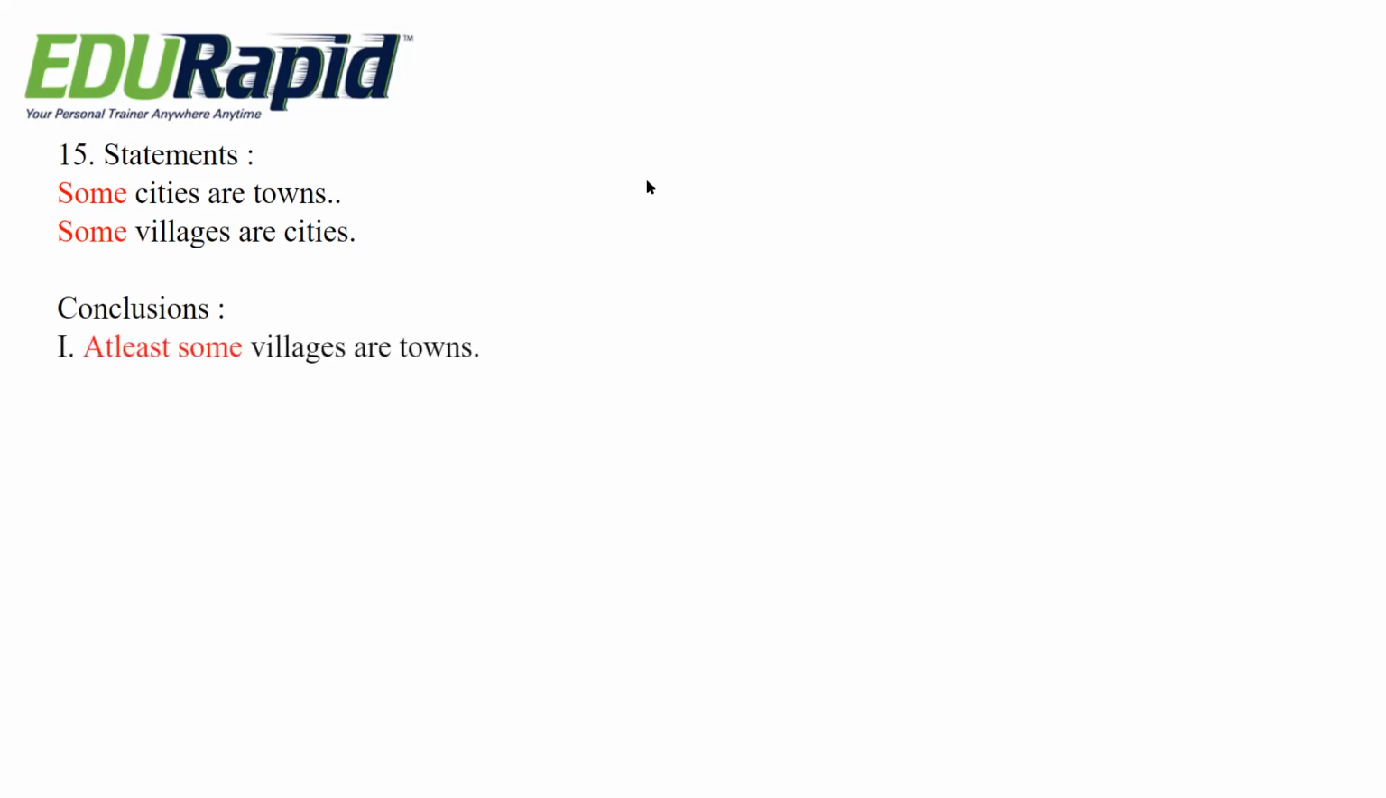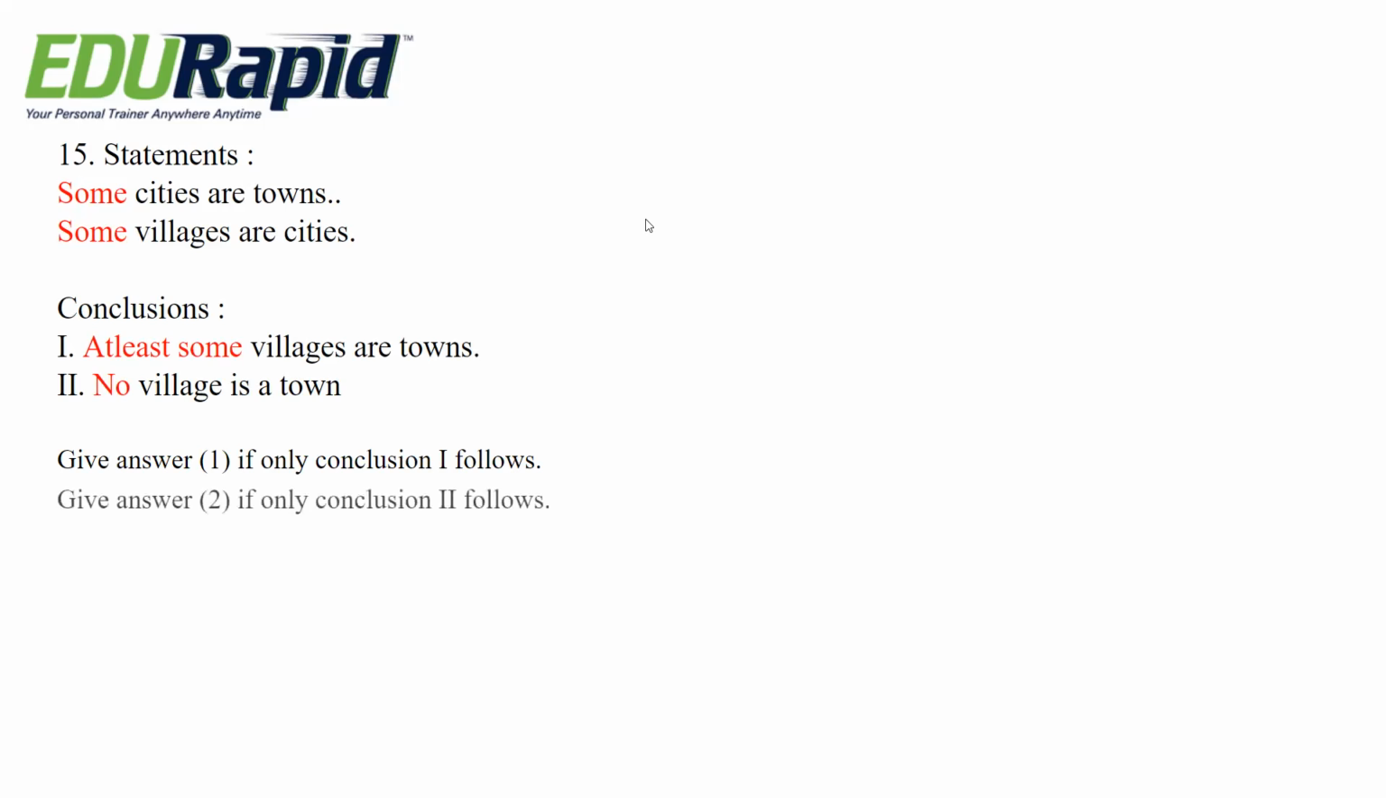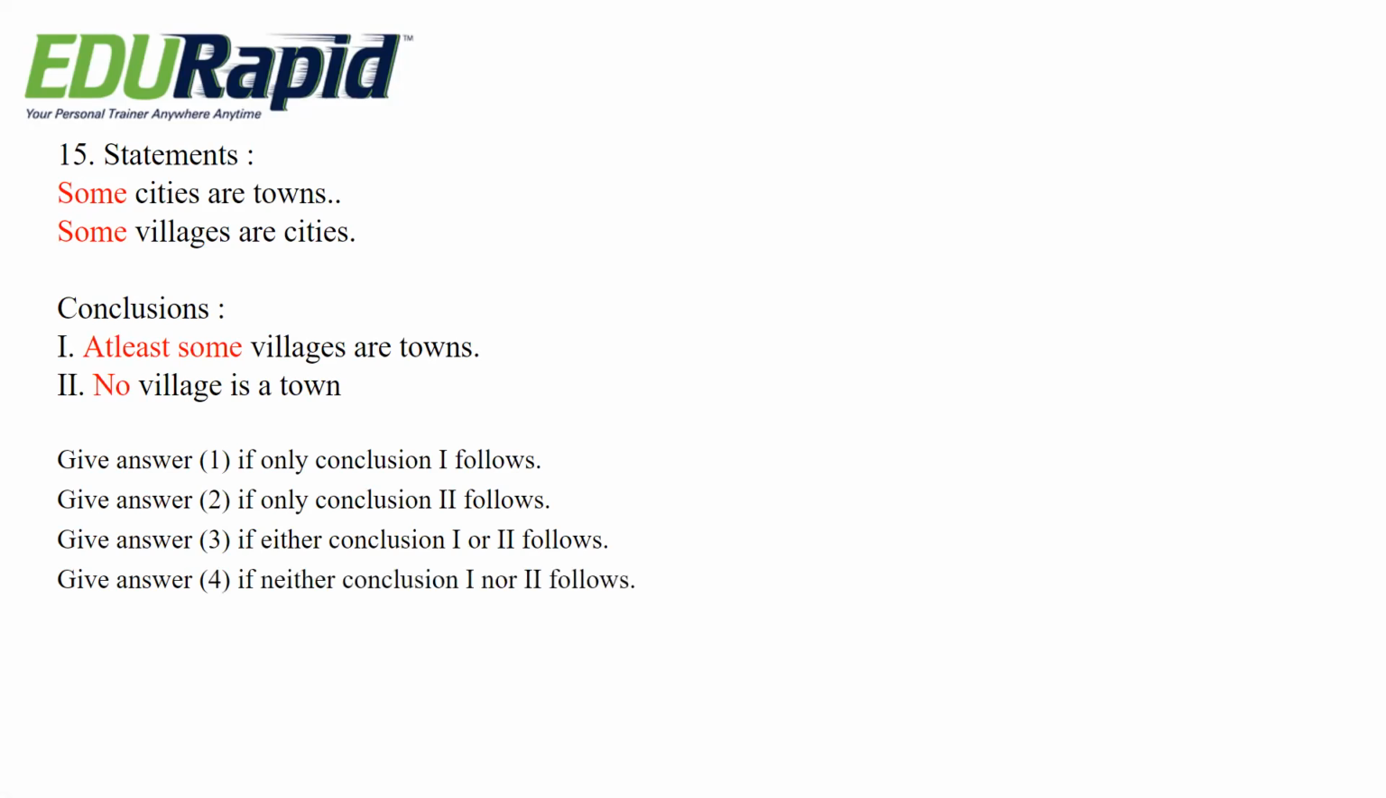Next question. Statements. Some cities are towns. Some villages are cities. Conclusions. At least some villages are towns. No village is a town. Options will be like this. Only conclusion 1 follows. Only conclusion 2 follows. Either conclusion 1 or 2 follows. Neither conclusion 1 nor 2 follows. Both conclusions 1 and 2 follow.